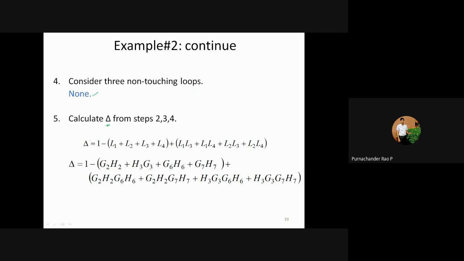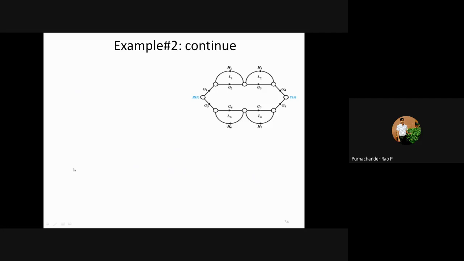Okay, so the formula for delta is 1 minus the sum of all possible individual loops plus the sum of products of all possible 2 non-touching loops. So this will give you the value of delta. Then after that, we need to find out the value of delta 1. Okay, so delta 1 can be obtained like this.